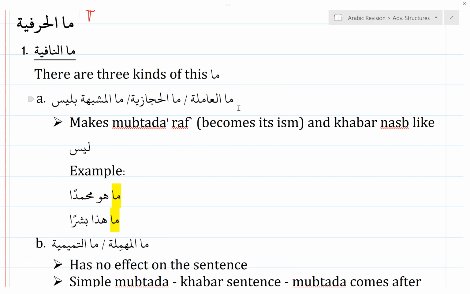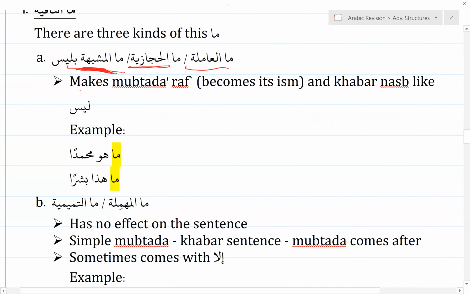When we were doing kana and its sisters, we mentioned laysa, it's a negation. So this ma is kind of like laysa. It's also called ma al-hijaziyya. It's also called ma al-mushabbaha bi laysa, the ma that looks like laysa or behaves like laysa. All those refer to the same thing. So it makes the mubtada rafa. We know how laysa works. We know how kana and its sisters work. They make the mubtada rafa and it becomes its ism and the khabar nasab.